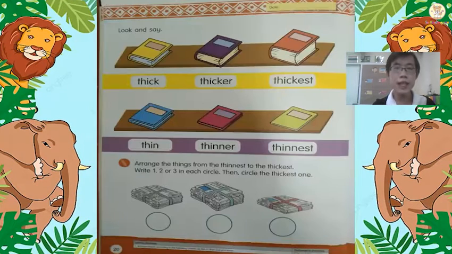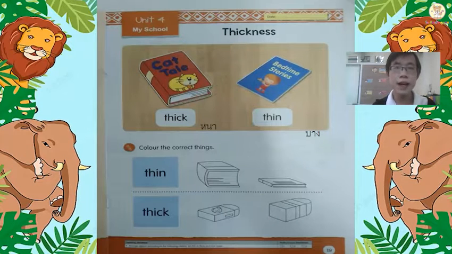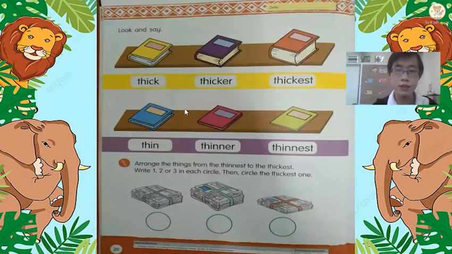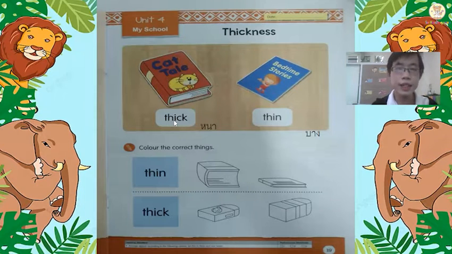I want all of you to take a look at this presentation: uniform, my school, techniques. Take a look at the first word. The first word, thick, T-H-I-C-K, thick. If you don't understand what the word thick means, I have already written the Thai translation beside this word. Next, please take a look at the right side, thin, T-H-I-N, thin. Again, if you don't understand what the word thin means, I also have written the Thai translation beside this word.